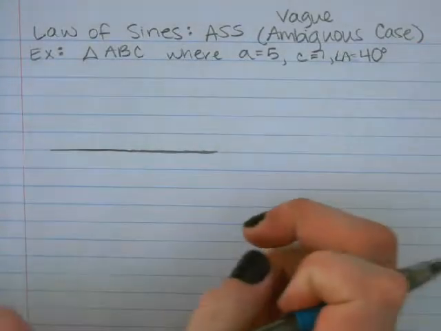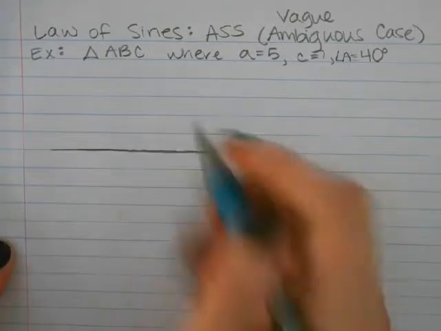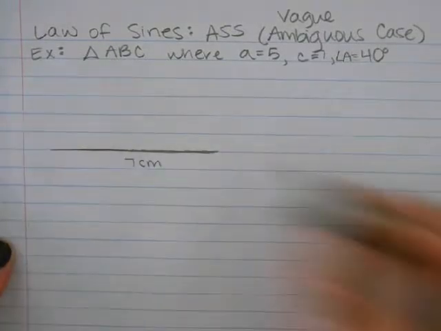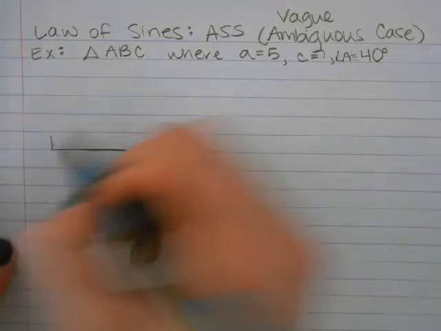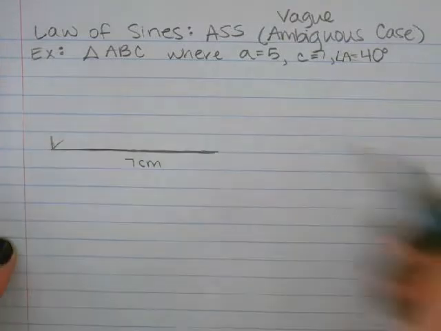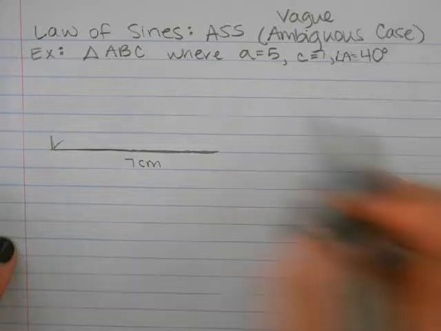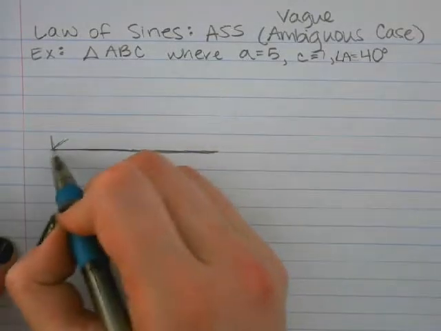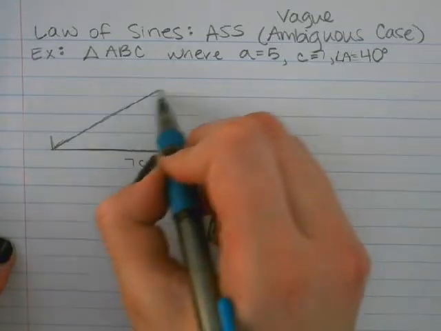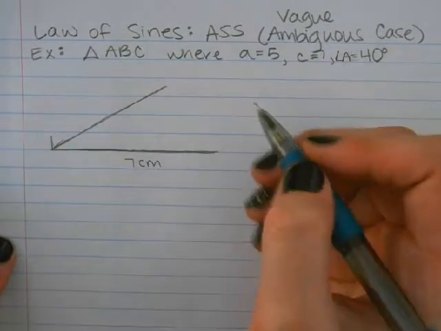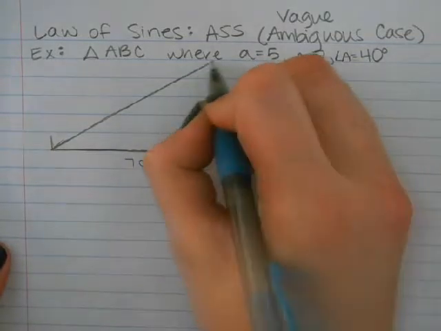I'm drawing a side down here. This is going to be about 7 centimeters. Just do your best to eyeball that. If this is a 90-degree angle, then this would be 45, exactly halfway in between. And 40 is a little bit less than that. So I'm going to do my best job to draw a 40-degree angle. I'm not being perfect, I'm just doing my best. Let that go up all the way.